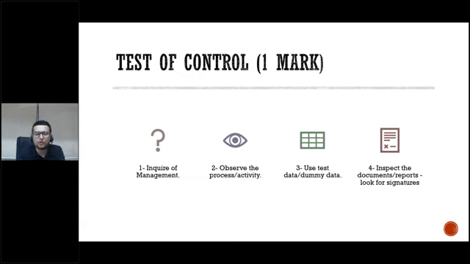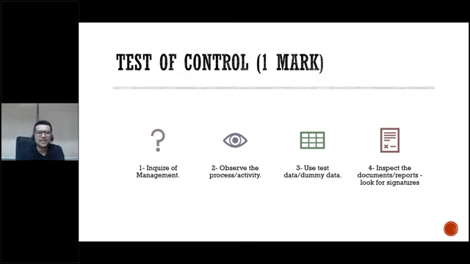The second test of control could be if there is a process or there is an activity going on, and that activity is a good activity, a good control, you might wish to visit that place and you might wish to observe the whole process. That's a test of control. If I'm going to observe a particular activity, this is considered as a test of control.